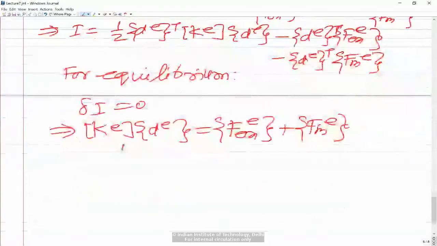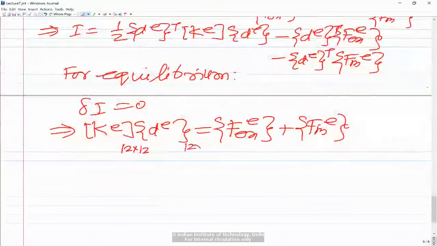You will see that this would be 12 by 12. This is vector 12 by 1, 12 by 1, 12 by 1. So the B transpose is 12 by 3 into 3 by 3 D, and then B is 3 by 12. So you get K as 12 by 12. So that's the stiffness matrix.